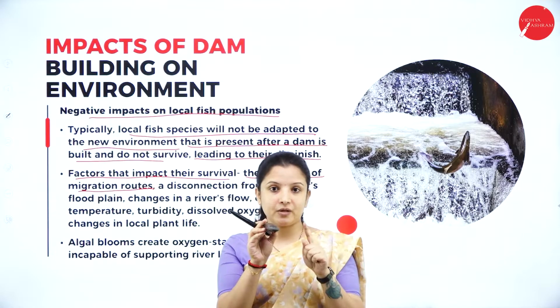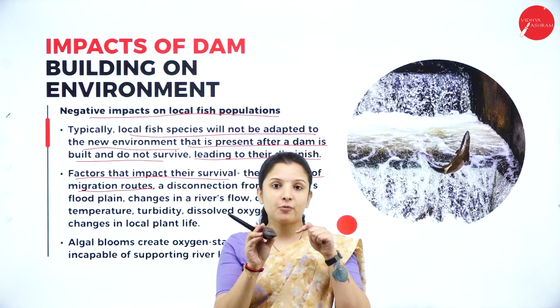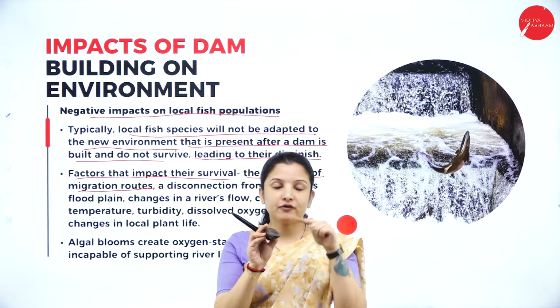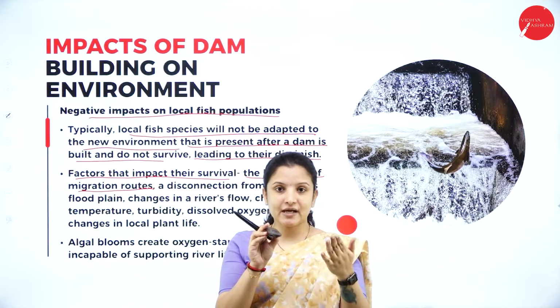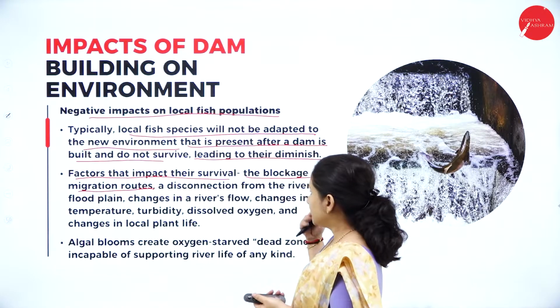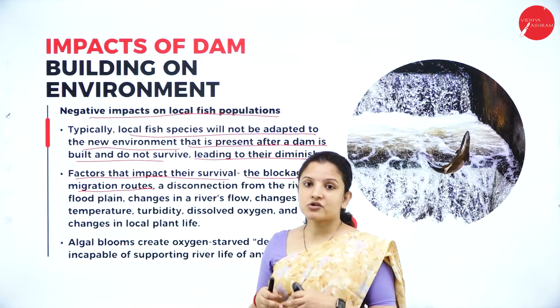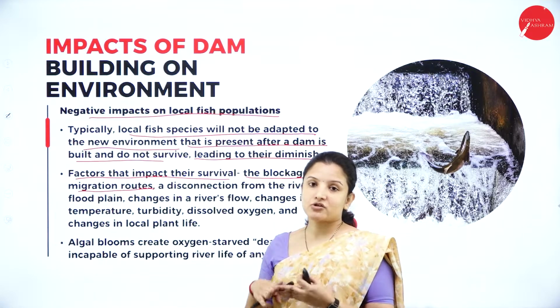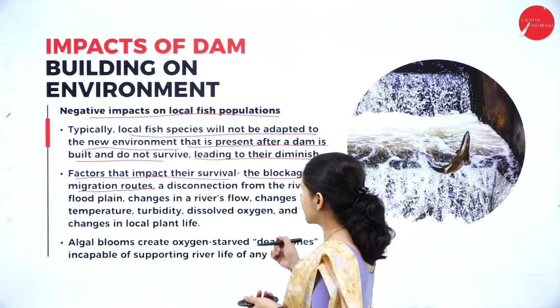Because for breeding purpose, right? Otherwise, new fish population will not develop. So therefore, the older fishes, once they die, new fish population will not be there, and therefore it will bring down a drastic reduction and ultimately the elimination of the entire fish population.